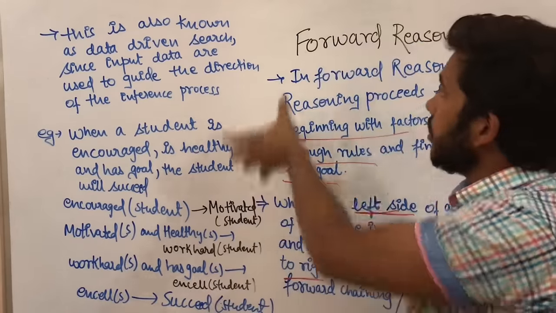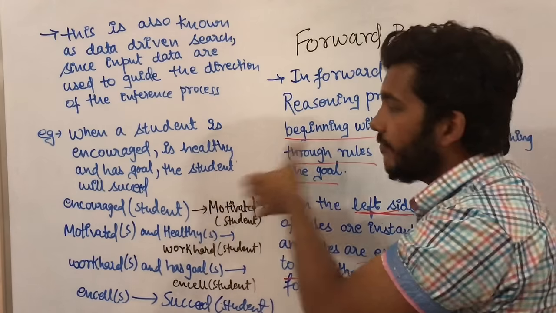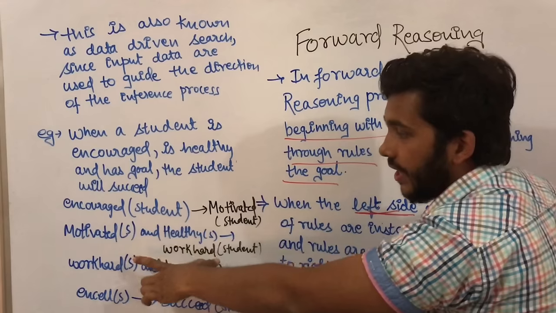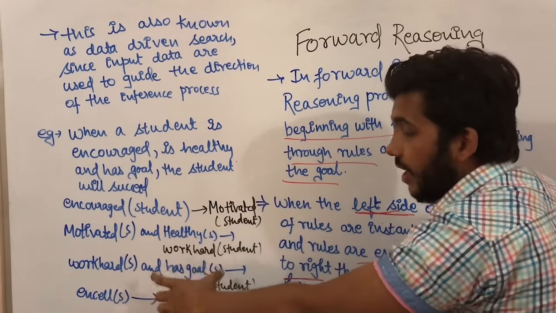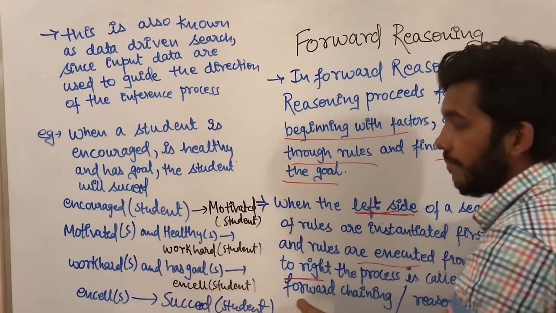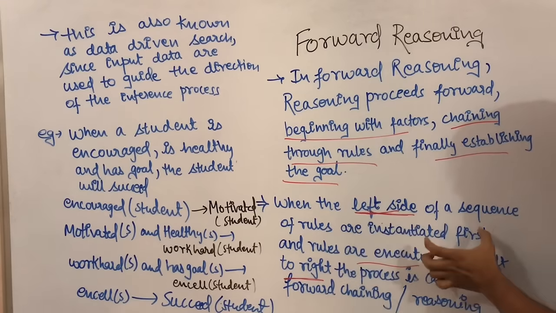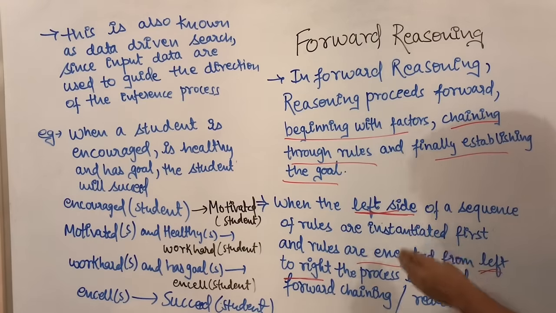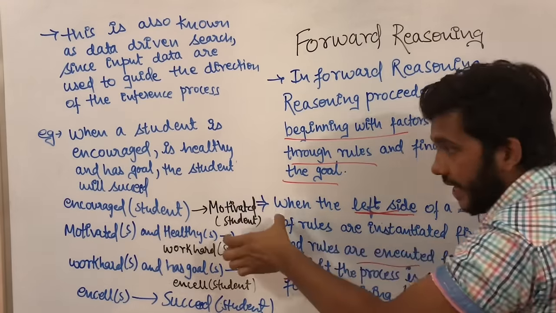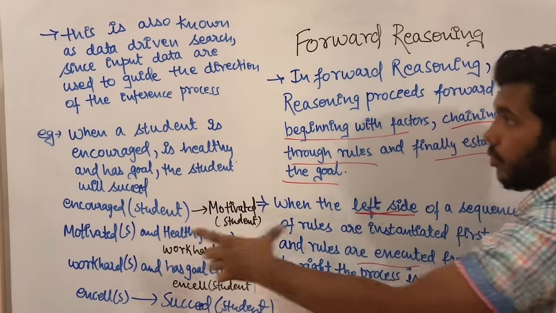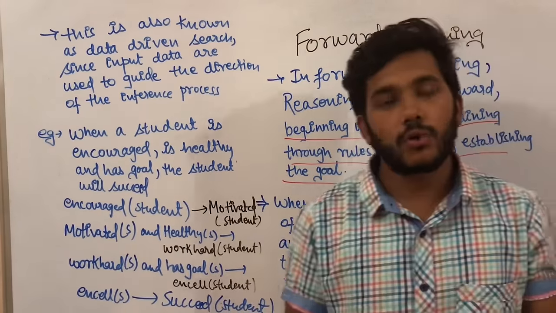So this was forward reasoning. In forward reasoning, we begin with the facts, then we chain the facts, and finally we will establish the goal. We begin from the left side and then execute from left to right, and finally we will reach the goal. So this was all about forward reasoning.